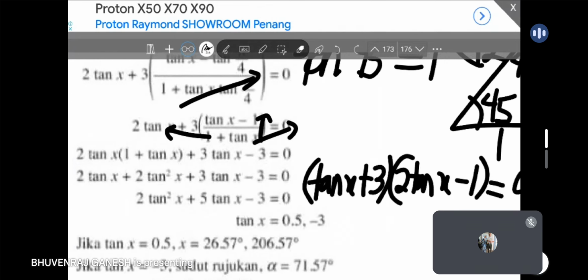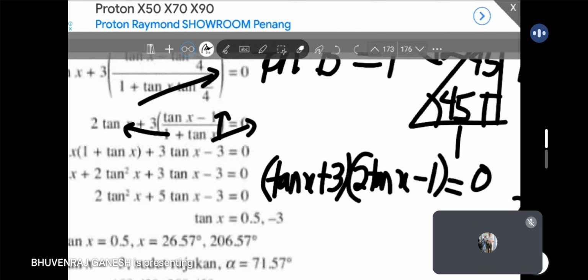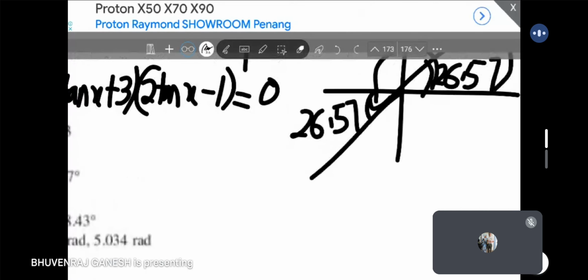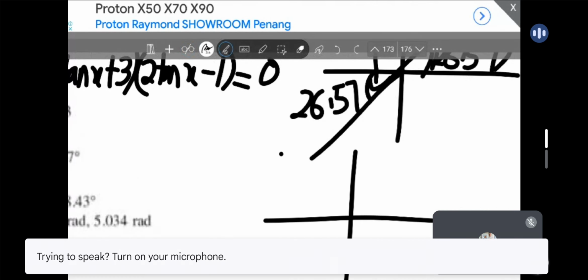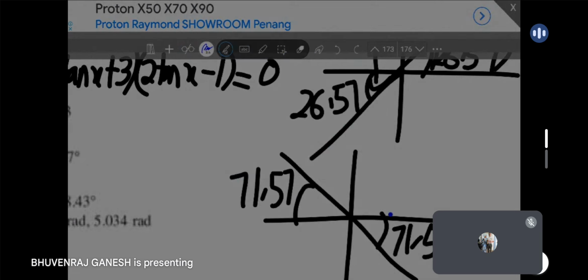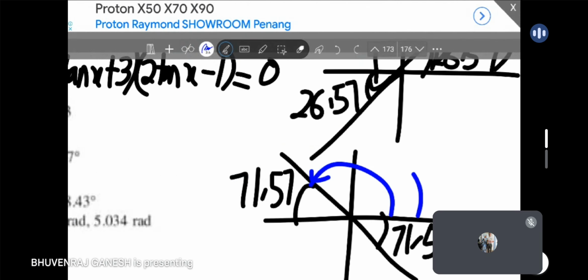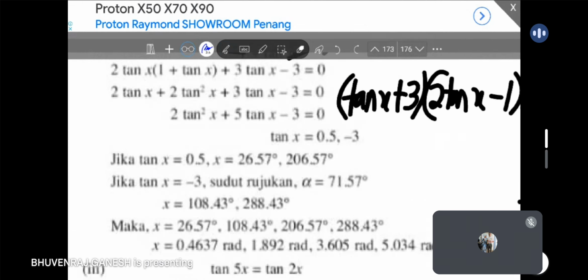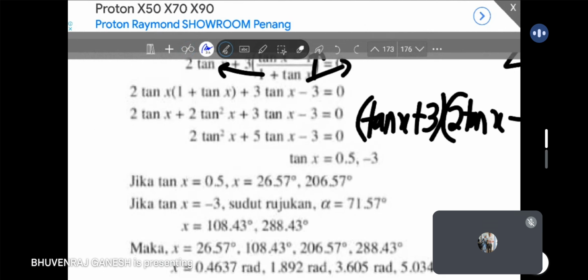And then if negative 3, your reference angle is actually 71.57. Sudut rujukan. So tangent negative, quadrant 2, quadrant 4. So 71.57. So how you find the angle? Macam mana cari sudut dia, guys? You take 180 minus 71.57 and 360 minus 71.57. So jawapan dia akan dapat semua yang ni lah. All of these are your angles.